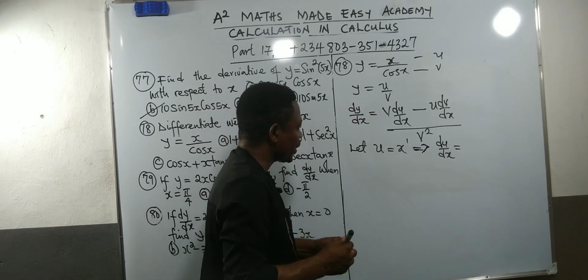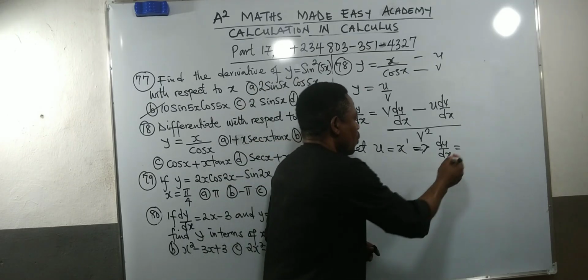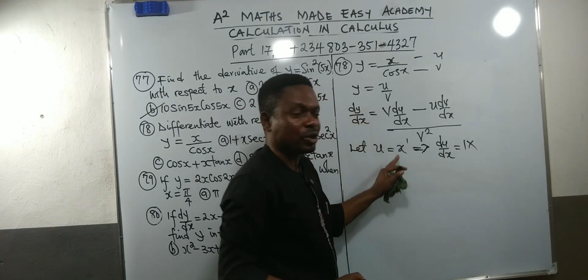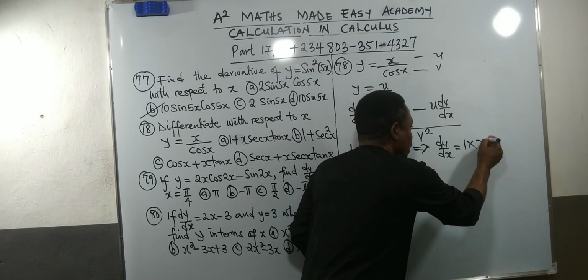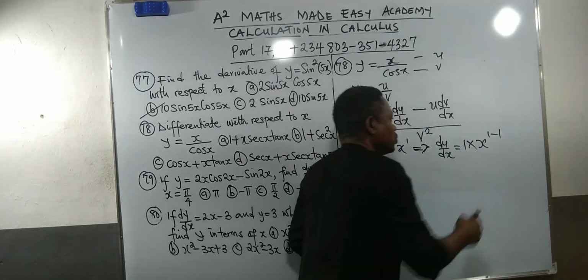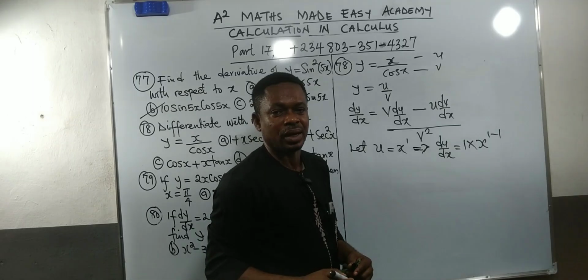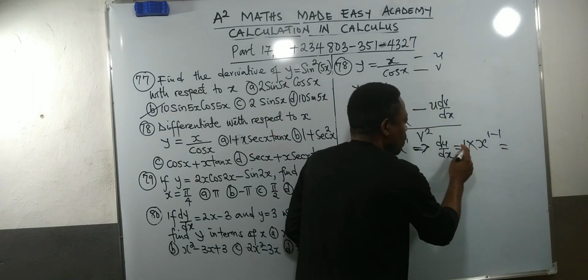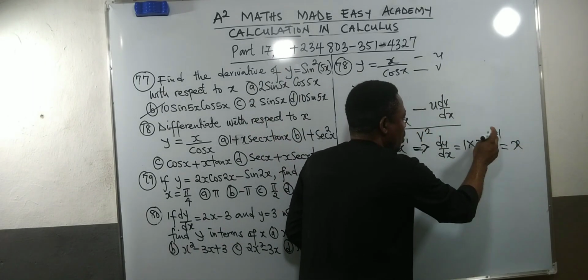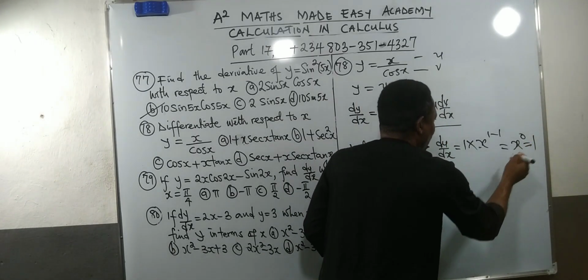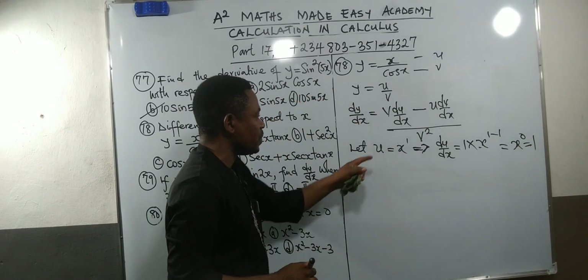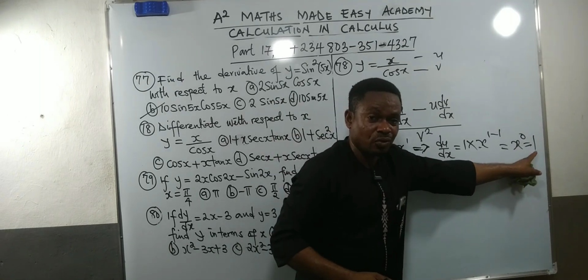dx. Don't forget the law: consider the power. What is the power? 1. Then you multiply and repeat the expression under derivation. Derivative: x to the power of 1, then introduce minus 1, and that is the general formula. Then if I continue, 1 times x will give me x, right? 1 minus 1 is 0, and anything raised to power 0 will give me what? 1. Are you satisfied? So which means we have gotten du/dx as 1.